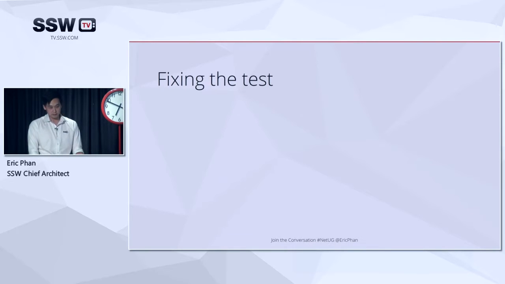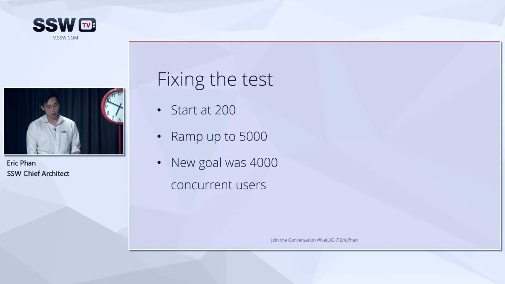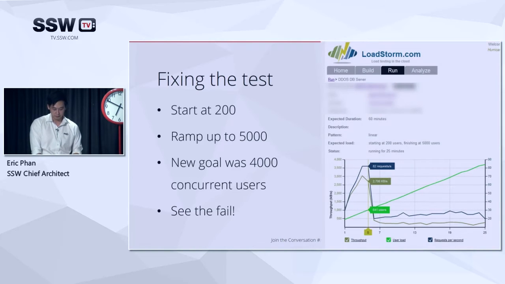Okay, so fixing the tests. The client set up a new goal that, looking at the logs, we're getting about 1,000 active sessions. So let's plan ahead for the future. We want the new goal to be 4,000 concurrent users using the site. So we're going to set up the tests to start at 200 users hitting the site, ramp it up to 5,000. And then hopefully we'll see that test fail like we did in production.